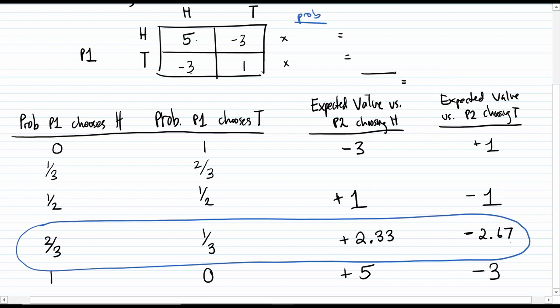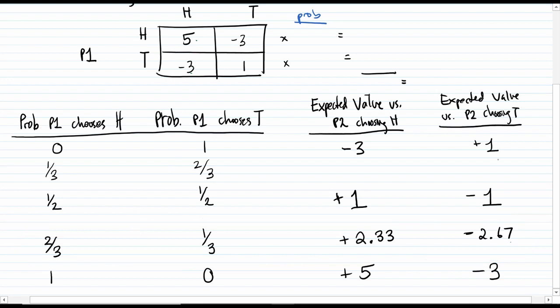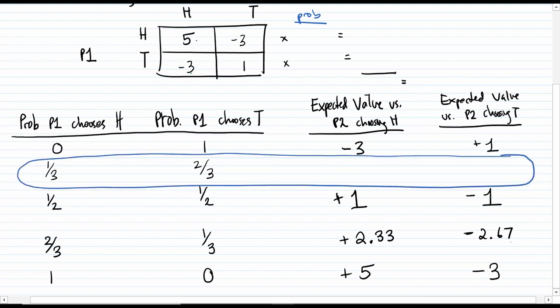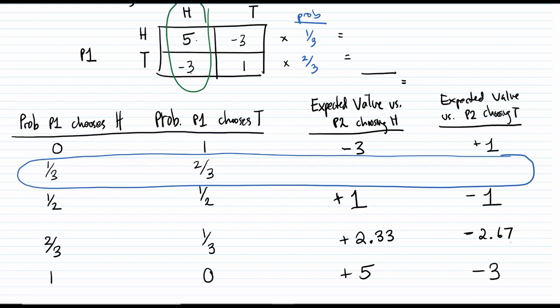But let's calculate this last mixed strategy right here of 1/3 and 2/3. So what if I choose heads 1/3 of the time and tails 2/3 of the time? Put those probabilities up here, 1/3, 2/3. Let's calculate the expected value versus heads. So I have 5 times 1/3, 5/3. Negative 3 times 2/3, negative 6/3. So what's the total answer? It's negative 1/3, negative 0.33.